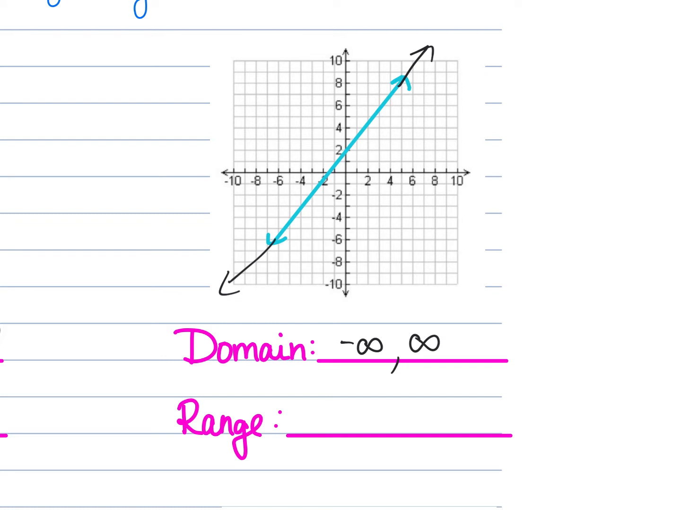Okay, so now you're not quite done. Notice I put a comma in the middle. You're going to have two values, with a comma in the middle. This is how you write in interval notation.